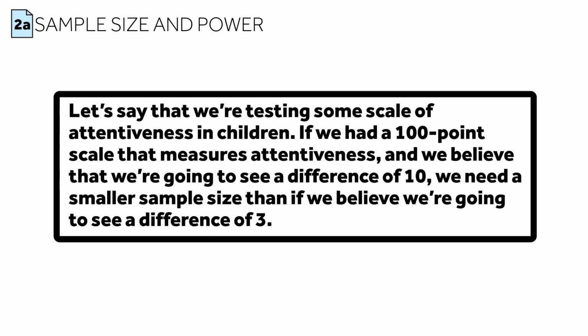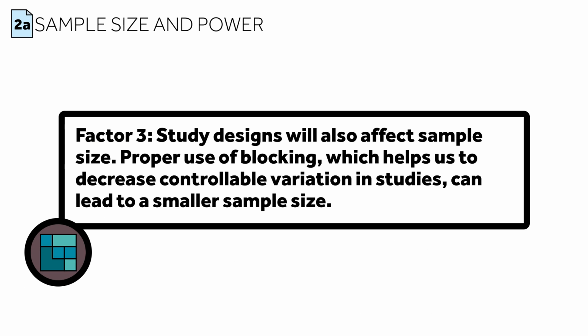Let's say that we're testing some scale of attentiveness in children. If we had a 100-point scale that measures attentiveness, and we believe we're going to see a difference of 10, we need a smaller sample size than if we believe we're going to see a difference of 3. Our study designs will also affect sample size. Proper use of blocking, which helps us to decrease controllable variation in studies, can lead to smaller sample sizes.